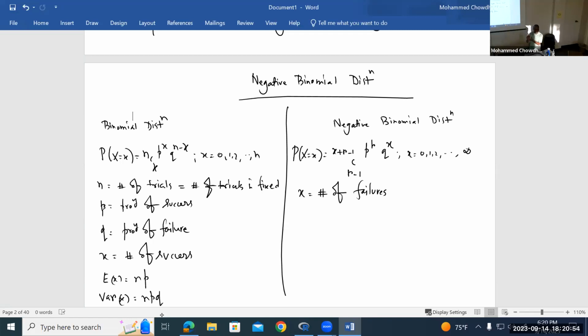Here x equals what? The number of failures. Okay? X equals the number of failures. R equals the number of successes. Okay? R equals the number of successes. And p equals the probability of success.